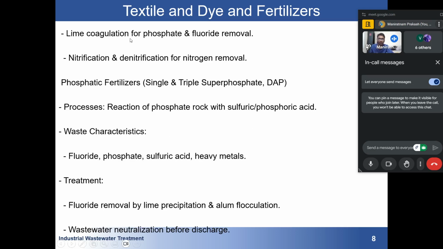Then there is lime coagulation for phosphate removal and fluoride removal. If you add calcium, then if a high amount of fluoride is there, calcium will react with fluoride and form CaF2, and it can be precipitated. Then nitrification and denitrification for nitrogen removal.